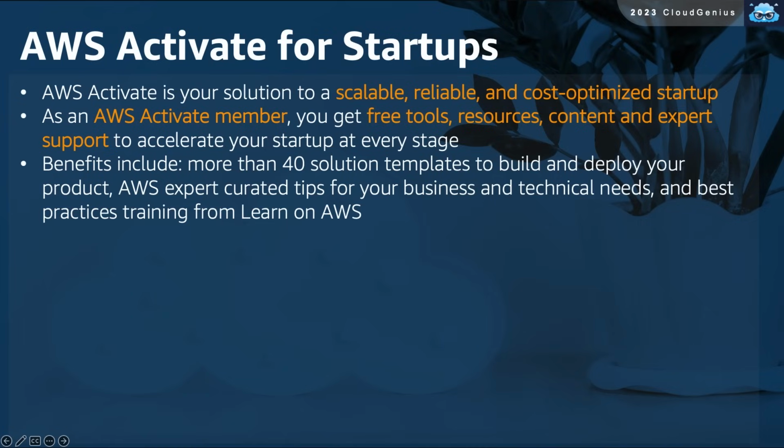AWS Activate for Startups is a program by Amazon Web Services designed to support early-stage startups in their journey to build and scale their businesses using AWS Cloud Services. With AWS Activate, eligible startups receive a range of benefits, including AWS credits, technical support, training resources, and more.